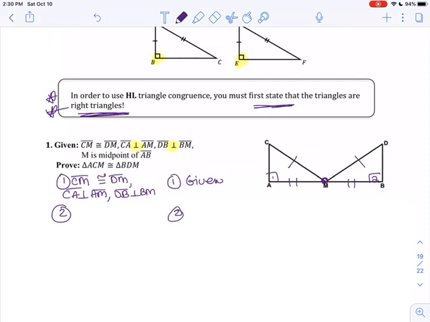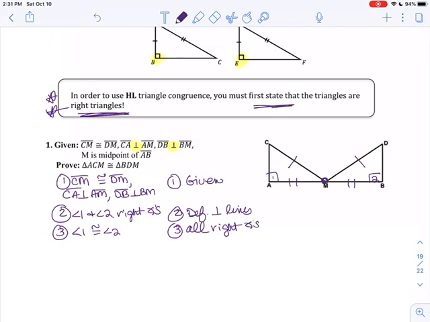As we said, I have some perpendicular lines here. Perpendicular lines form right angles. That means angle 1 and angle 2 are right angles. How do I know that? Well, because perpendicular lines form right angles. Definition of perpendicular lines. And if they're both right angles, they're actually congruent to each other. Angle 1 is congruent to angle 2. All right angles are congruent.